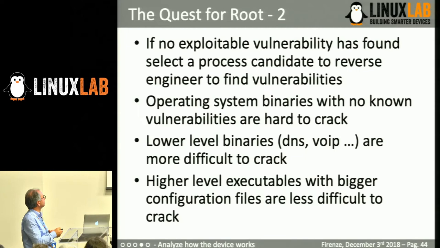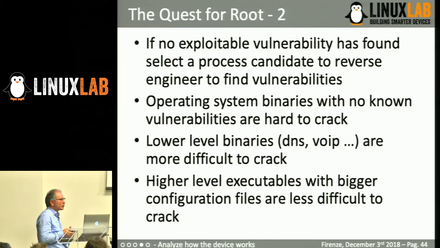In this case, I didn't find anything, but if you have no exploitable vulnerabilities, you have to select some process to reverse engineer in the emulation environment to find vulnerabilities. Usually, operating system binaries with no known vulnerabilities on the internet are difficult to crack because no one else has already done it. Usually lower level binaries, like DNS-specific or voice-specific, I would say router-specific, are more difficult to crack because they do a very specific task and usually have a smaller attack surface. Higher level executables with bigger configuration files are usually easier to crack.